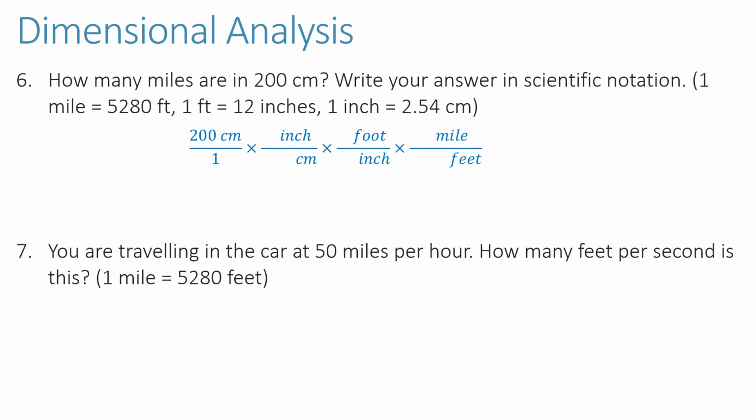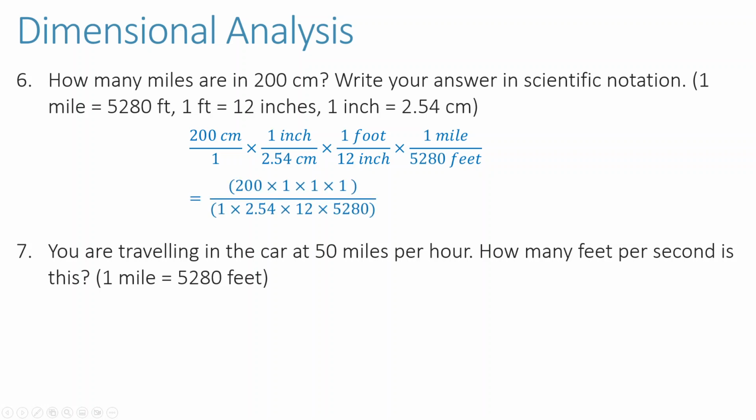So everything's going to cancel out here. That's what's nice about these kinds of problems, is that you can always know if your units are going to come out right, and that's a good way to check your work. So I'm going to fill in these conversion factors. 1 inch is 2.54 centimeters. Notice that 1 stays with inch and 2.54 stays with centimeters. We know that 1 foot is 12 inches. 1 mile is 5,280 feet.